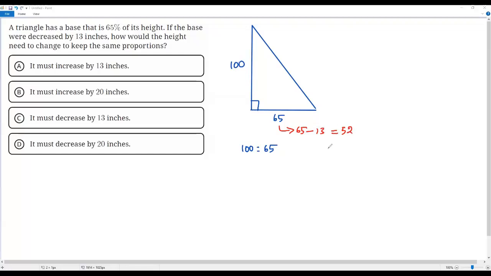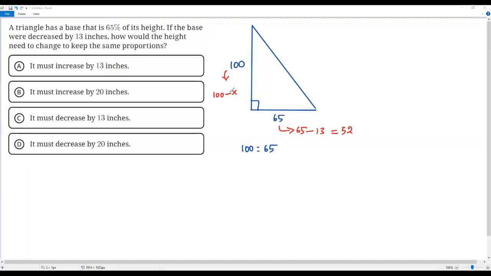So when we decrease the base by 13 inches, how much does the height have to change? The height also has to be decreased. So I assume the height has to be decreased by x inches. Then the new height will be 100 minus x. When the base is decreased by 13 inches, it becomes 52. At the same time, I decrease the height by x inches, then it becomes 100 minus x.